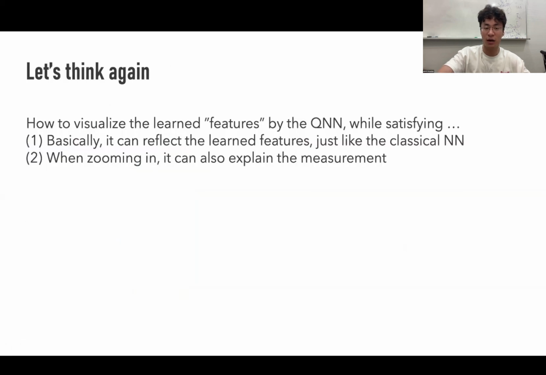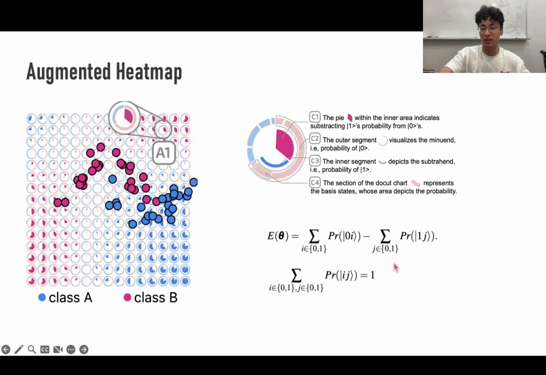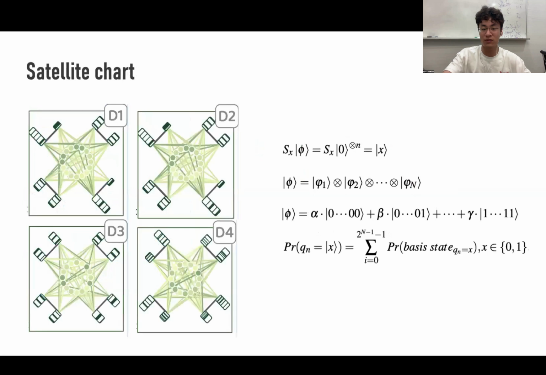At the same time, when you zoom in, it can also explain the measurement. Based on these two equations, we explain the measurement. Meanwhile, we preserve the nature of the visualization of the learned features, just like I mentioned before. Due to time, I will not go that deep. I just give you a rough sense of what it is and what it's used for.